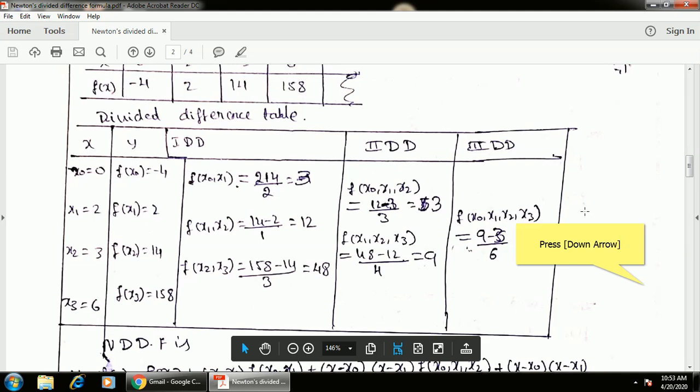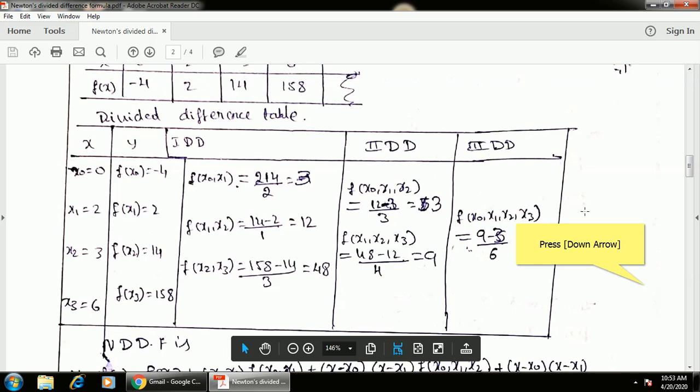Find out the first order divided differences. F of x0, x1 is equal to f of x1 minus f of x0, which means 2 minus of minus 4, that is 2 plus 4, divided by x1 minus x0, 2 minus 0, which is 2. 6 divided by 2 is 3. Similarly, first order divided difference of the function at x1, x2 is f of x1, x2, that is equal to 14 minus 2 divided by x2 minus x1.